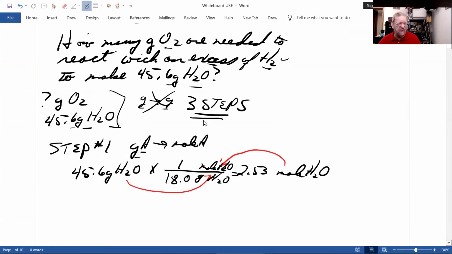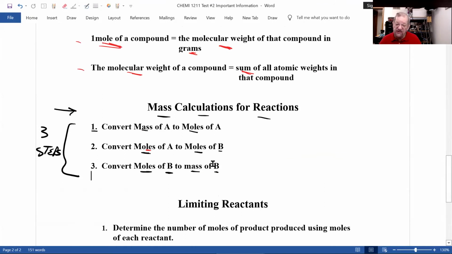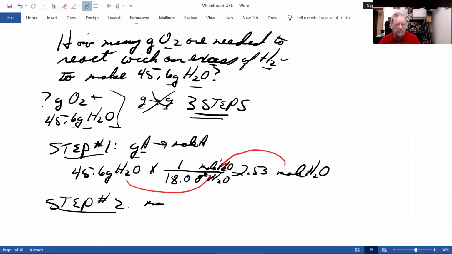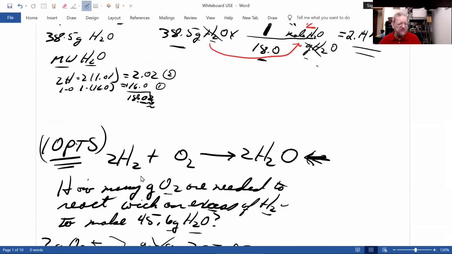No, we're trying to get to grams of oxygen. So now it's time for step two. And if we look at the important information, step two is convert moles of A, which in this case is water, to moles of B, which in this case is oxygen. So we want to go moles of A to moles of B. And where do we get that number? From here. The balanced chemical equation tells us 2 moles of hydrogen, when there's no number, it's number one, reacts with 1 mole of oxygen to make 2 moles of water.